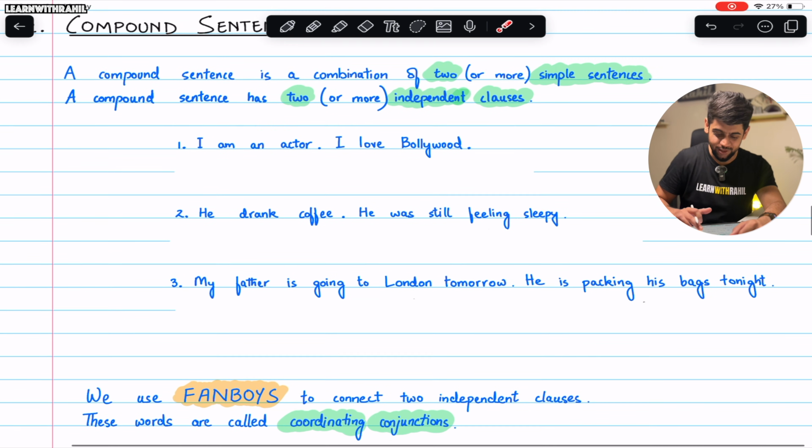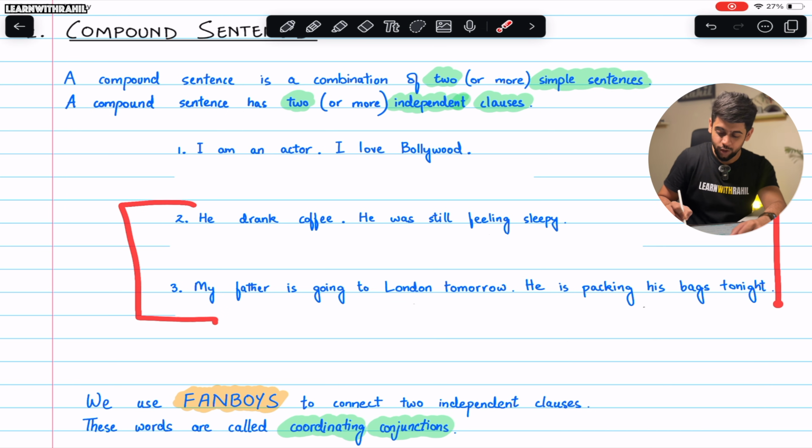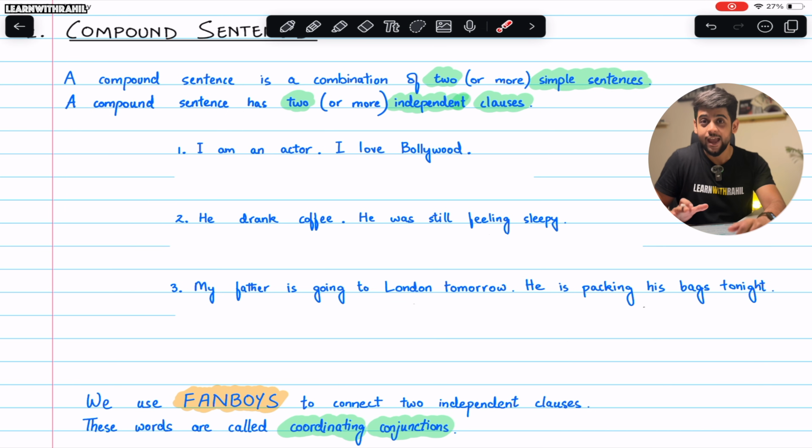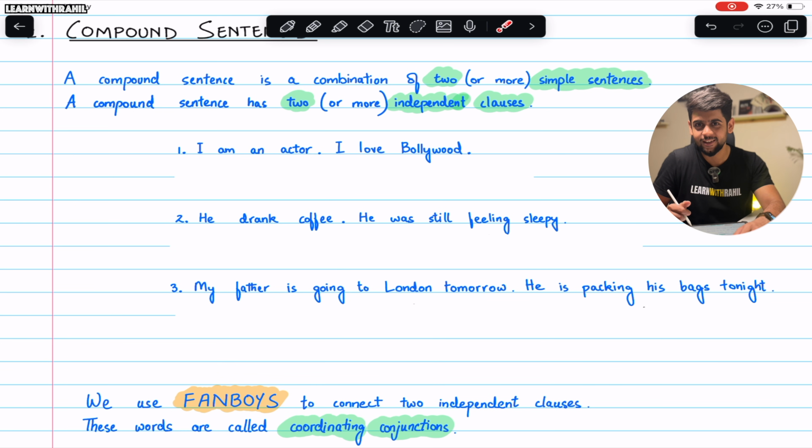Now here's an activity for you. I've written 2 more sentences. I want you to pause this video over here and find out a way to connect these 2 simple sentences to make a compound sentence.